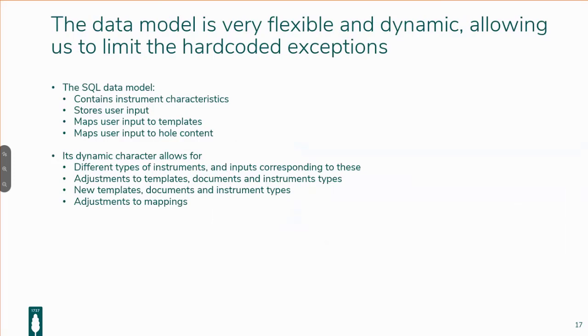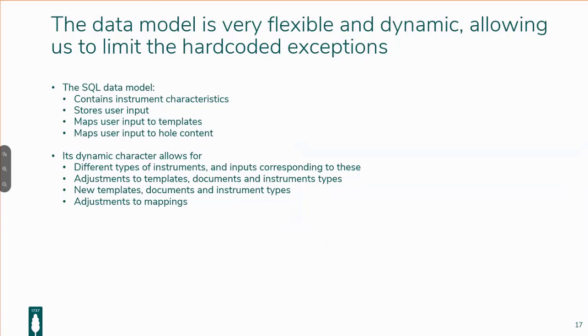So let's dive then into each of the subcomponents of the application, and let's first of all go through the data model. And the data model is a very flexible and dynamic model which allows us to limit the number of hard-coded exceptions in our backend. And for this, we've chosen to use a SQL database containing, for example, the instrument characteristics, which I showed on the previous slides, but it also stores each of the user inputs when an instrument will be saved, for example. And it also contains all of the mappings between these user inputs and the templates and the contents of the templates themselves.